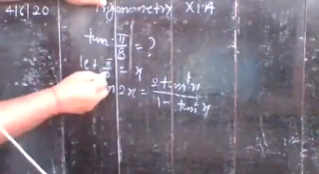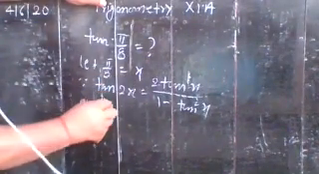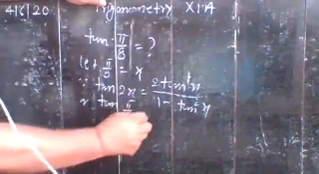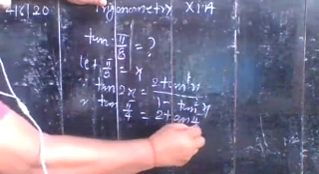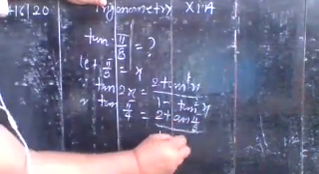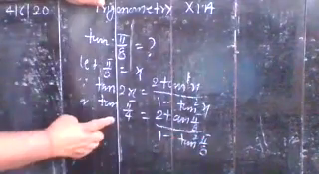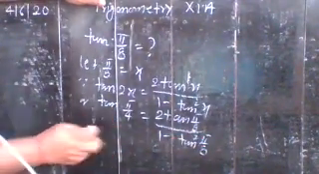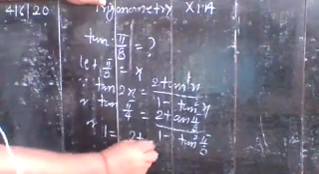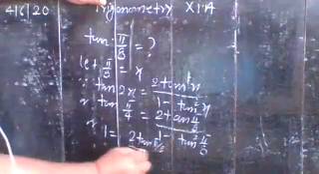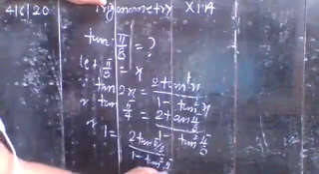Now putting the value of x here, you can write tan pi by 4 is equal to 2 tan pi by 8 divided by 1 minus tan square pi by 8. Now putting the value of tan pi by 4, which is 1, so 1 is equal to 2 tan pi by 8 upon 1 minus tan square pi by 8.